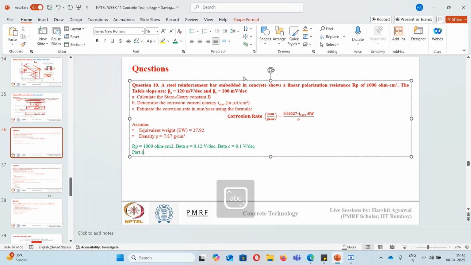So part A is to calculate the Stern-Geary constant. Okay, so the Stern-Geary constant B is nothing but, I will tell you that relationship.